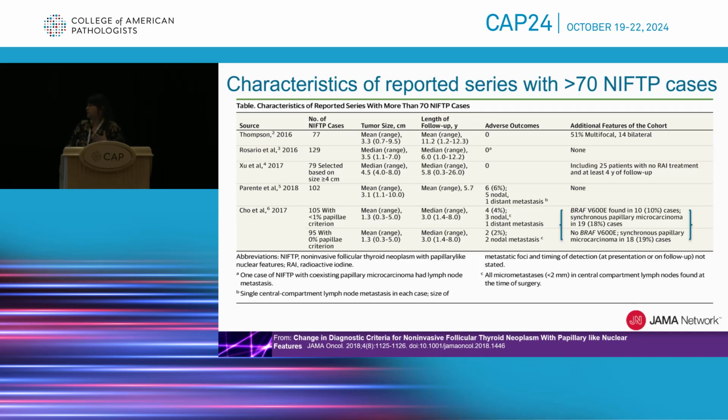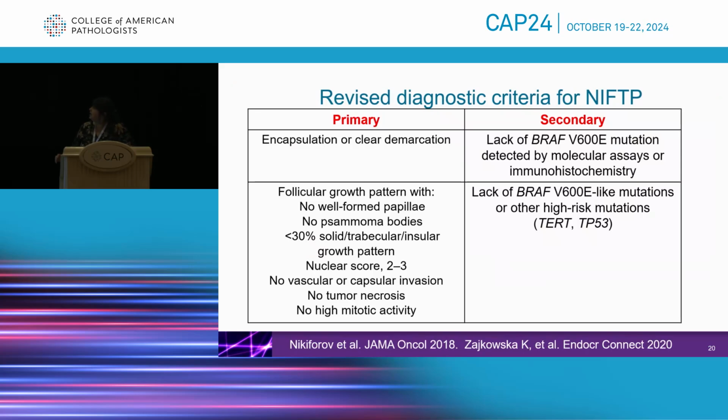So all this observation kind of raised the flag. So how strict should our criteria be, right? We do not want to undercall or overcall a lesion. Subsequent studies have shown that even if you keep the criteria of less than 1% true papillary formation in these lesions, the adverse outcomes are minimal, less than 1%, and there is no effect on the survival of these patients. So in 2018, the criteria for NIFT-P were revised, and these are the new criteria, including primary and secondary criteria.